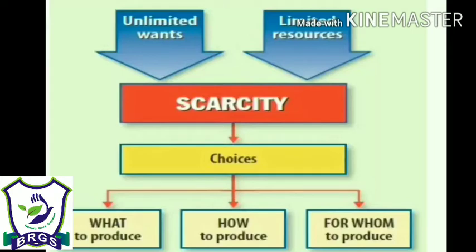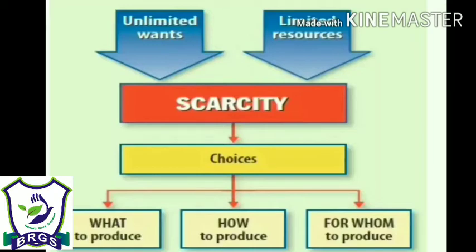Study this chart. Unlimited wants, limited resources leads to scarcity. If we want to satisfy our every need and want with limited resources, it will lead to scarcity of resources. So, to tackle the situation of scarcity, we have to make choices. Choices comprises of three things. Firstly, we should decide what to produce, then how to produce, and for whom to produce.